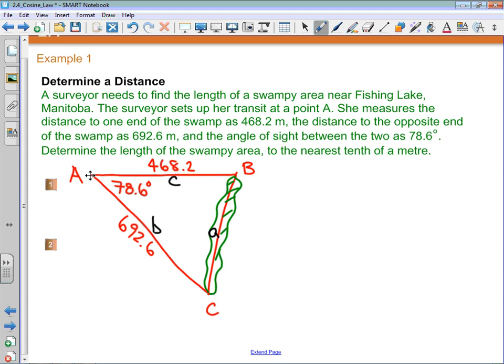That's the length of the swampy area. So I'm going to say that A squared. Now, right away, as soon as you put a side on the left-hand side, square the other two on the right. And that's going to help make dealing with this much, much easier as we go. So I'm immediately going to put B squared plus C squared. And then looking on my formula sheet, that means I need to also subtract 2 times B times C. And then finally, the cos of angle A.